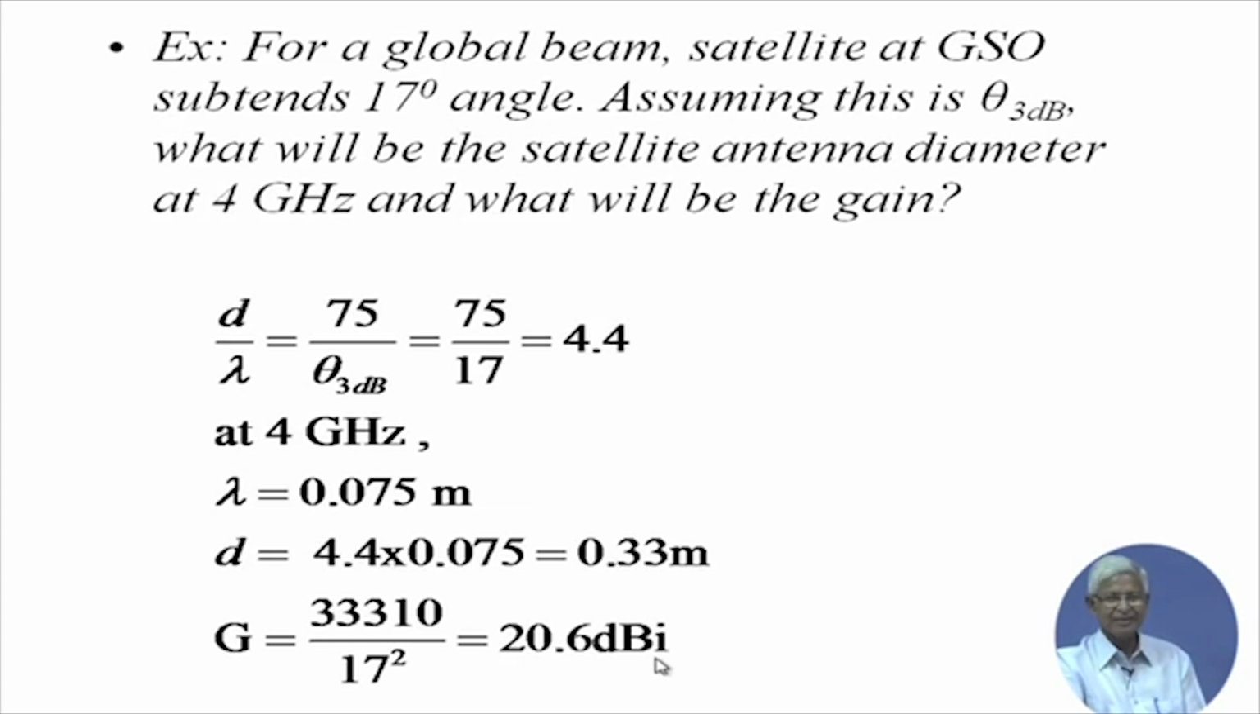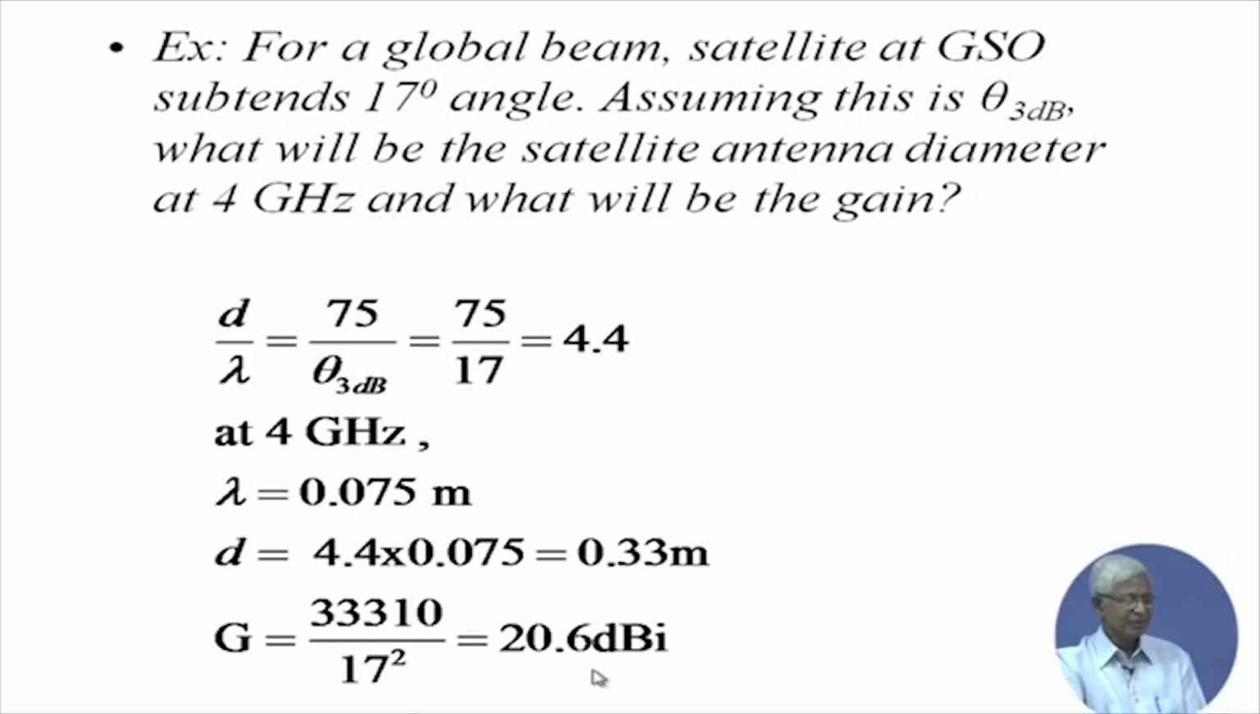When we discuss about the antenna detail, we will come across all this. Right now, you take this as simple dB. So, gain max will be 20.6 dB and the diameter of the antenna is less than meter. So, that is for global beam for 17 degree angle.